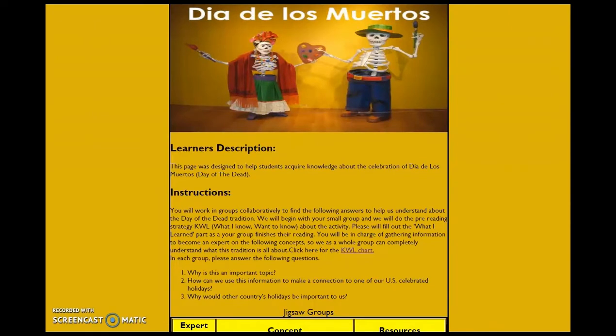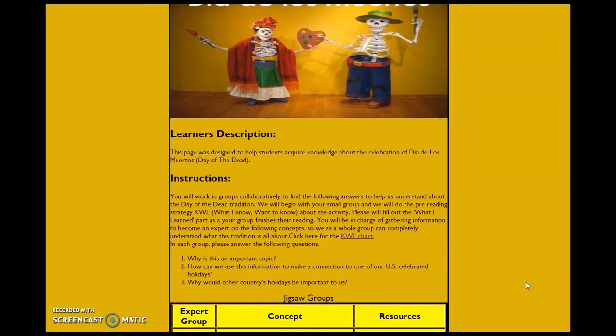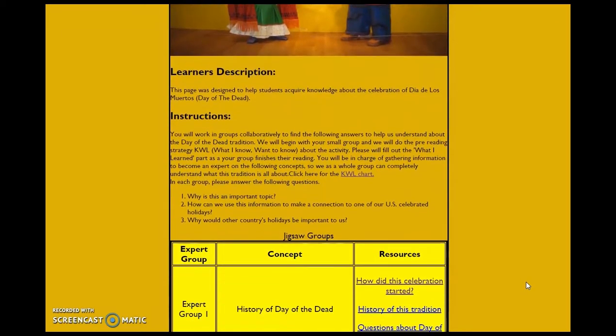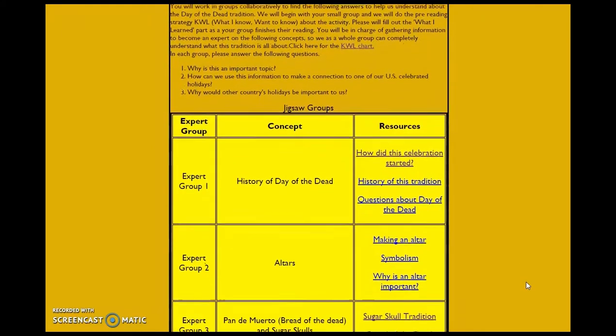In EdTech 502, I created a web page using Dreamweaver. Dreamweaver was new to me. In there, I learned how to use the HTML and CSS code. I created a Jigsaw activity based on Dia de los Muertos, or if you want to call it Day of the Dead. Students had to become experts in different concepts using the given links to gather information.